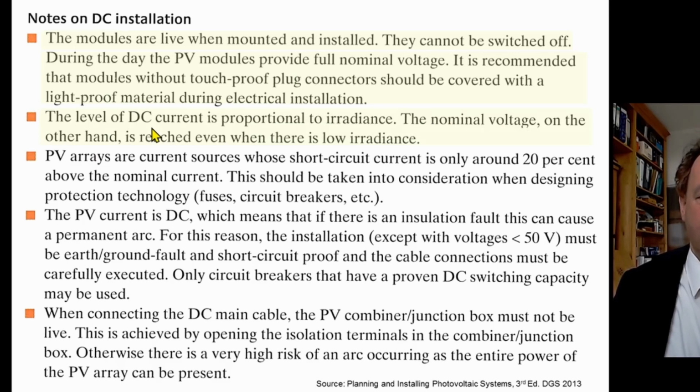As I mentioned already, the level of the DC current is proportional to the irradiance. The nominal voltage, on the other hand, is already reached at low irradiance. PV arrays are current sources whose short-circuit current is only about 20% above the nominal current. That should be taken into consideration when designing protection technology, fuses, circuit breakers and so on. This is a bit different from designing normal household circuits, where you design the short-circuit current protection much higher. Here there is only a difference of about 20% between the nominal operating current and the short-circuit current, which is the maximum current.